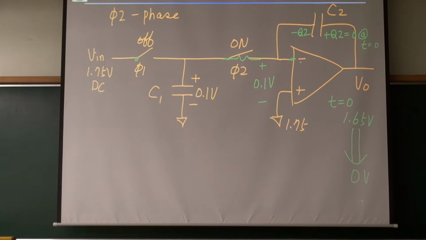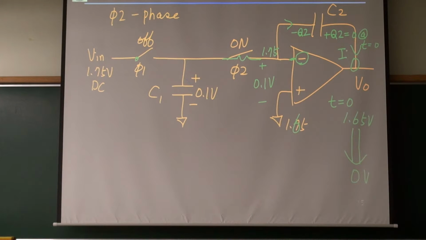Because I have a large positive voltage at the negative input, this is 1.65. So this suddenly becomes 1.75 volt, and this becomes 0 volt, it will drop to 0 volt. Then the voltage difference across C2 will be pretty large, right? To make that difference, I need a large current flow.